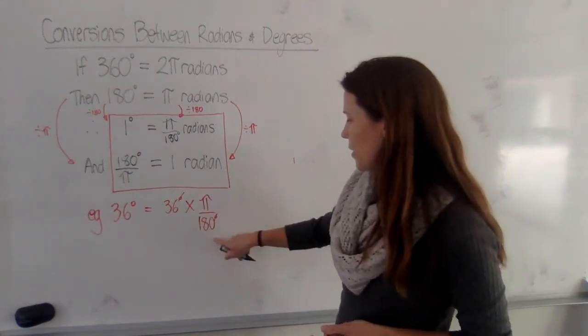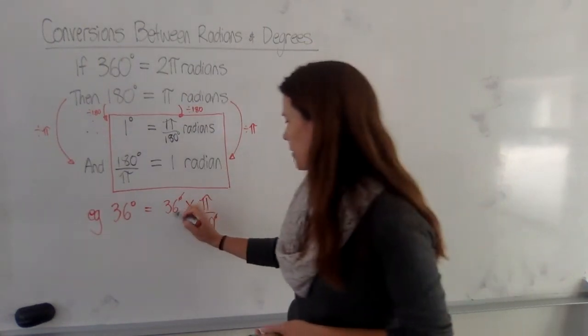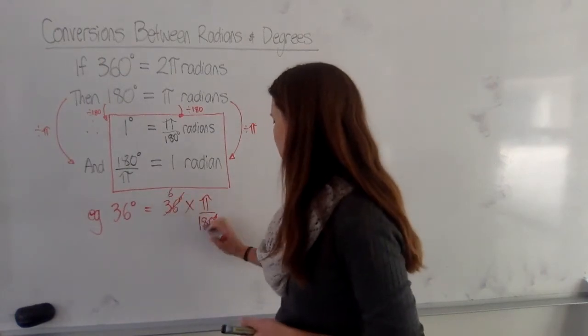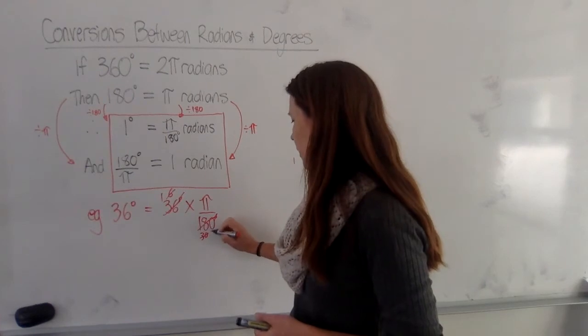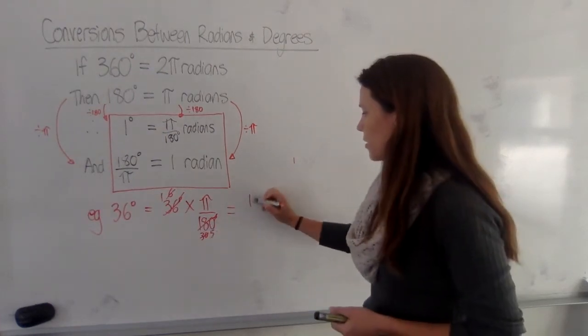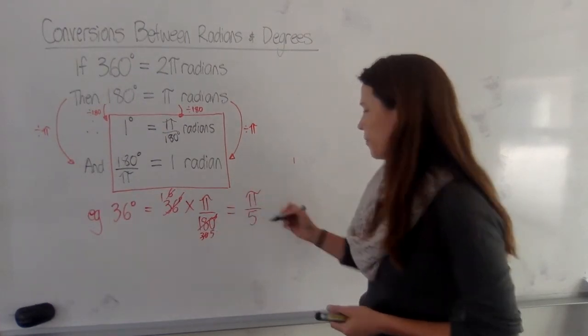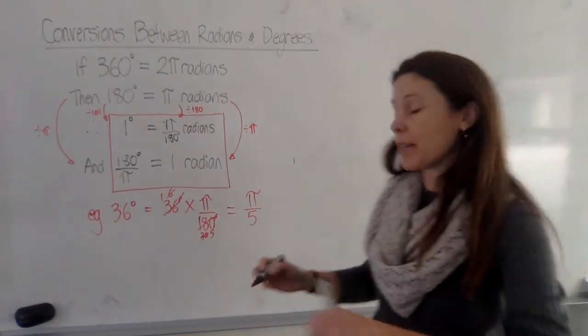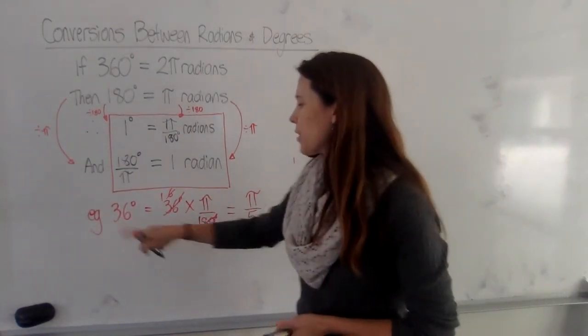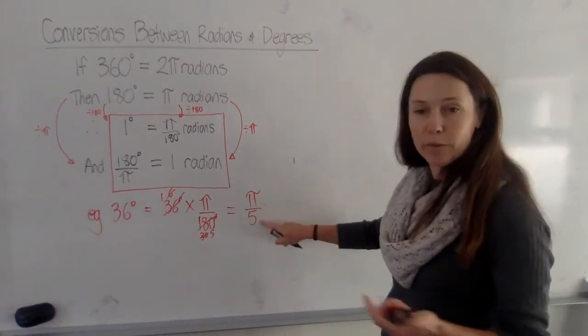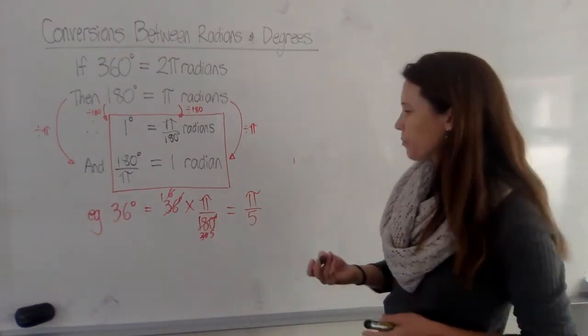Now I can simplify this fraction here if I like. I can divide by 6 and divide by 6, and then again I can divide by 6. I can get 1 and 5. So my answer is pi on 5. Now I can put radians there as units if I want to, or I can actually just leave it off. 36 degrees is equal to pi on 5. That is the size of an angle.